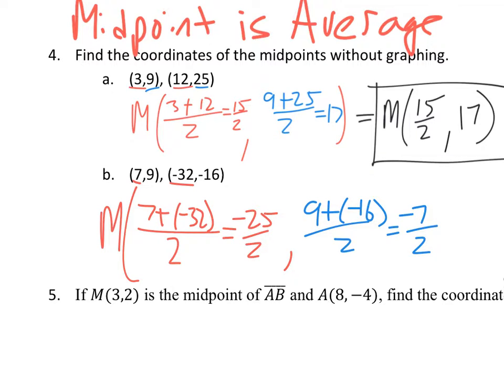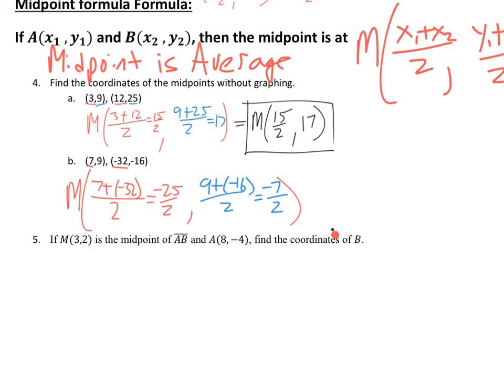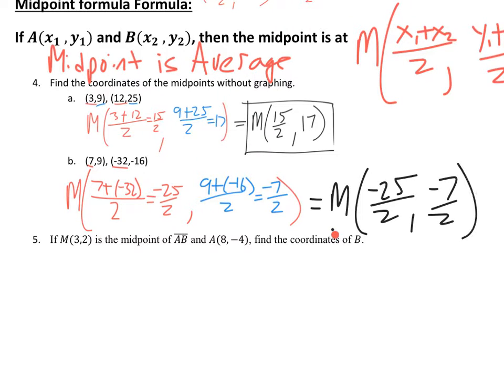All right, so moral of the story is we can get some pretty crazy fractions here. I guess they're not that crazy, but that tells us that our midpoint is at negative 25 halves and negative 7 halves. Again, you could go decimal, but fractions are just as nice. Now, one last example here. What if we turn this around?